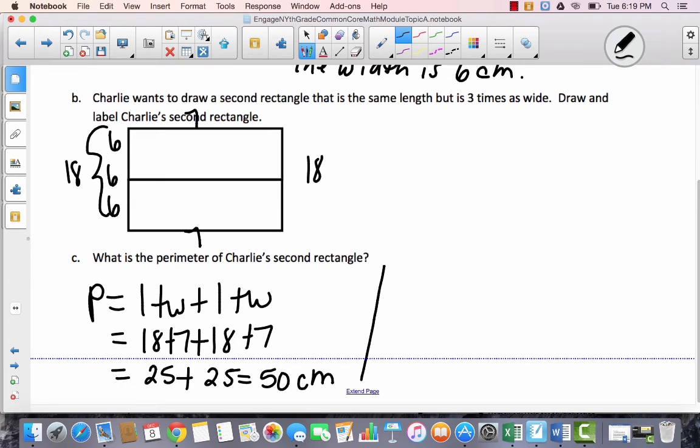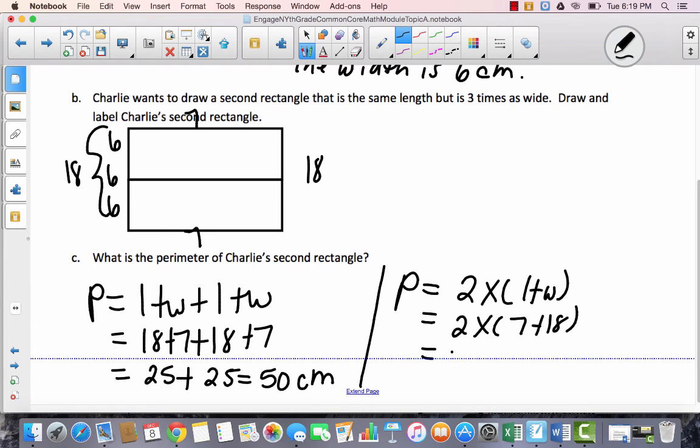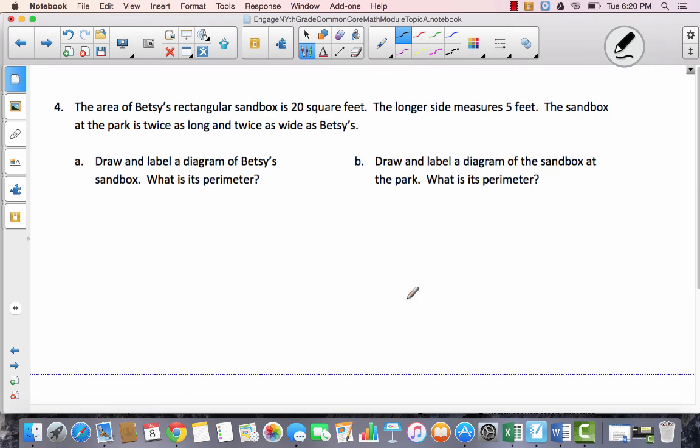Now, if you wanted to use the other formula for perimeter, you could have said perimeter equals 2 times length plus width, and that would have been 2 times 7 plus 18, which would have been 2 times 25, and 25 times 2 is 50. So you get the same answer, but you have to figure out which of these formulas makes sense to you, and use the one that makes sense. All right, we've got a couple more problems here.